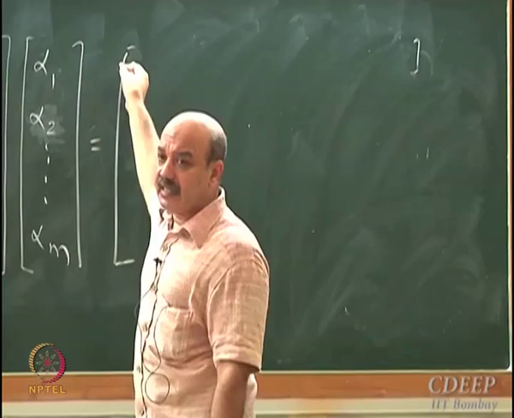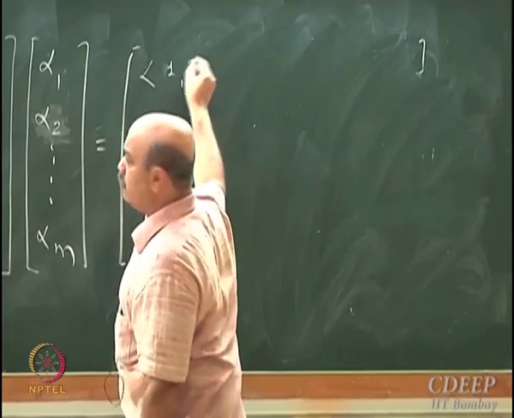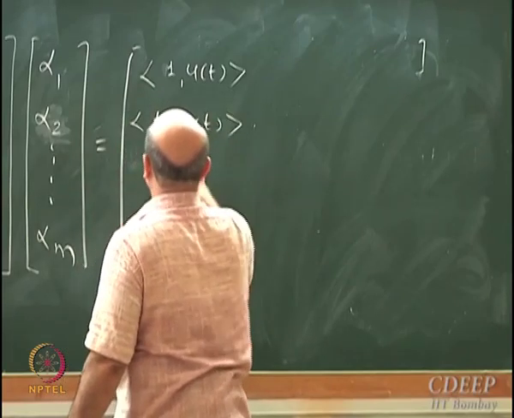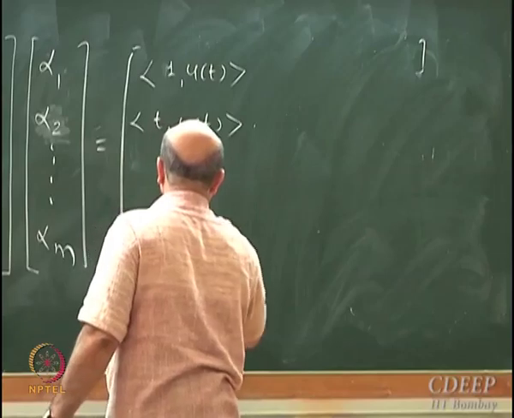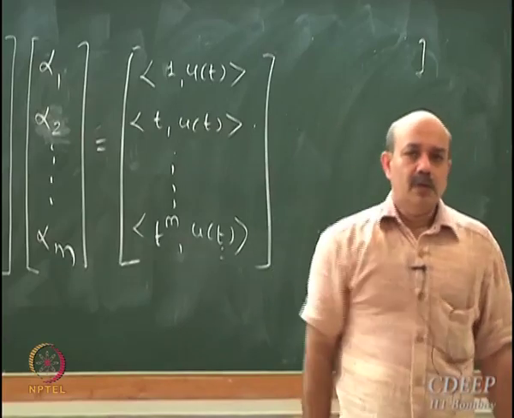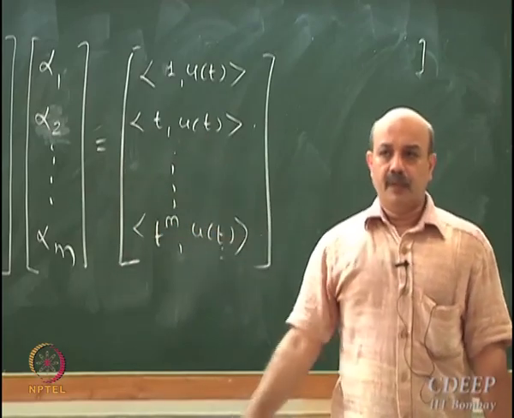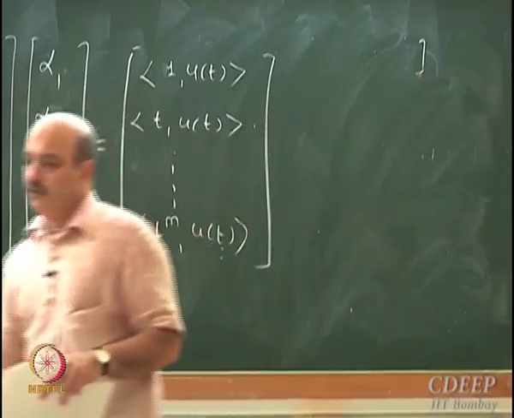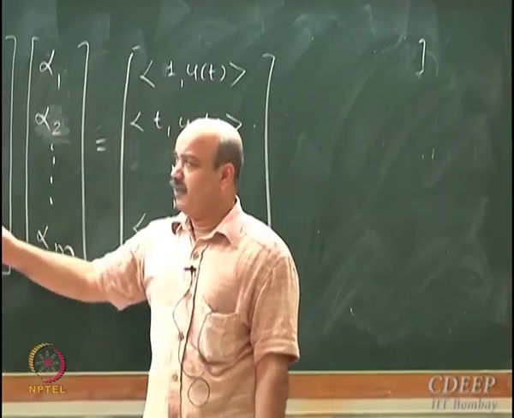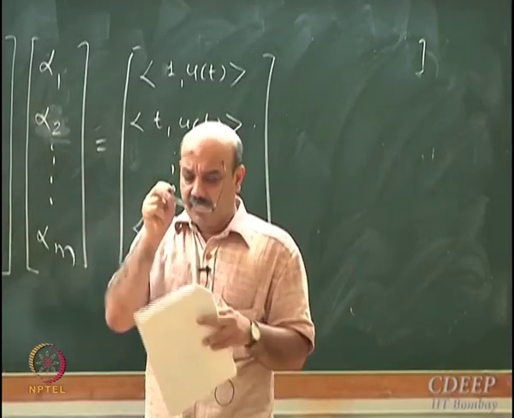and then how do I get the right hand side? Inner product of 1 with u(t), inner product of t with u(t), and so on, inner product of t to power m with u(t). The classical projection theorem tells us that if you solve this, you will get alpha 1 to alpha m. Now let me tell you what this integral is. These integrals may not be that difficult to evaluate, right? Because it is a polynomial integral from 0 to 1. You can actually write a general formula for this.